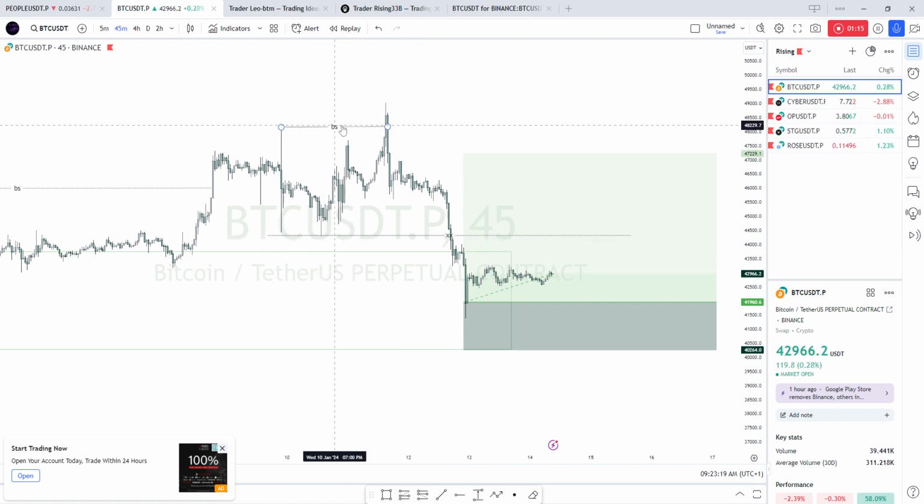Why did I mark this out as a break of structure? You see that this structure here was broken by this side with the body of the candle. Assuming the same broke with the wick, I wouldn't have considered it because it wouldn't have been a real break of structure. It would have been a fake out. So this is the lowest point to this break of structure here. So I use this lowest point as my inducement.